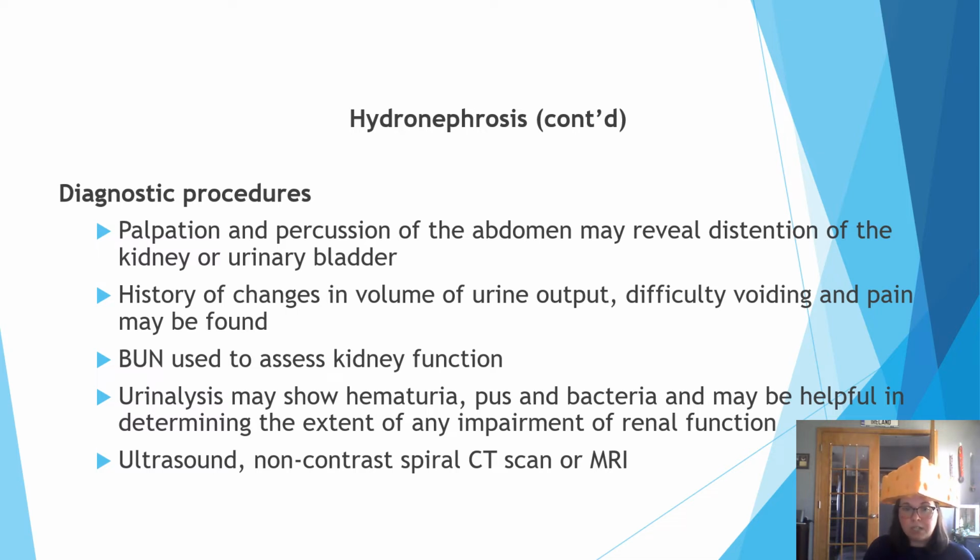Palpation and percussion of the abdomen may reveal distension of the kidney or urinary bladder. A history of changes in volume of urine output, like difficulty voiding and pain, may often be found. A BUN is used to assess the kidneys' function, while a urinalysis may show hematuria, pus, and bacteria. Doing so could prove helpful in determining the extent of any impairment of renal function. Again, an ultrasound, non-contrast spiral CT, or MRI proves helpful too.